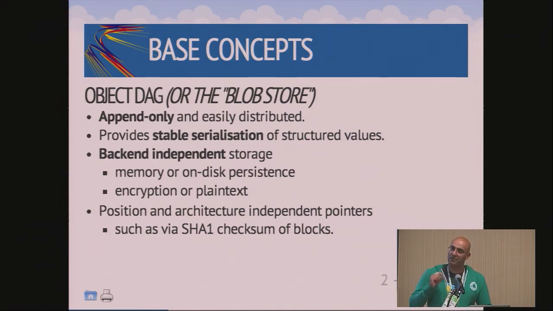And interestingly enough, this looks a lot like a heap, except that they're position and architecture independent. Because anything you put into this object store, you take a SHA-1 hash, and therefore you can keep references to other SHA-1 hashes. So instead of memory pointers, we have SHA pointers, which form a graph of all of the things you're putting into the blob store.